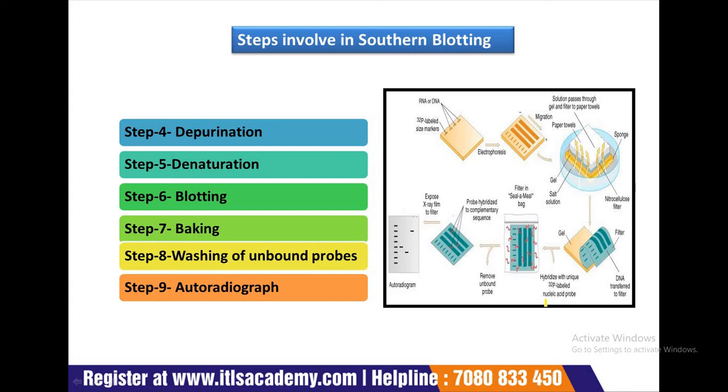So the next step is washing off unbound probes.